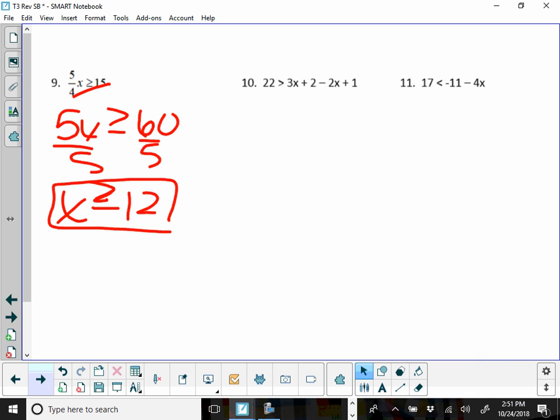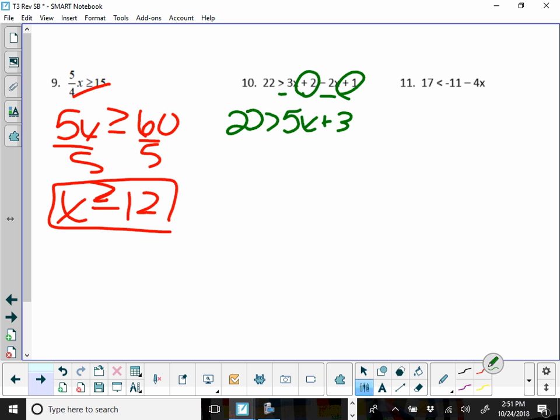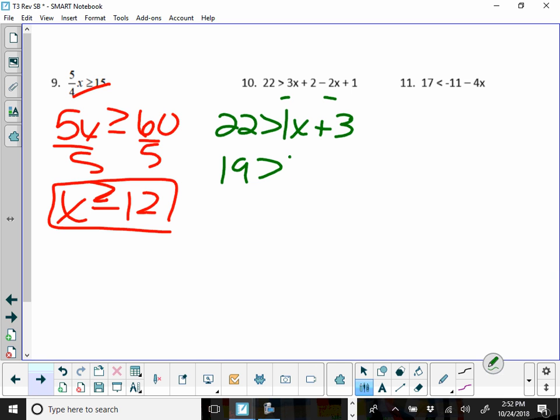Number 10, we're going to combine like terms here. Okay, and rearrange. Oh, that was a minus, wasn't it? Just kidding. That's 1x plus 3. Okay, and then move your 3 so you get 19. And remember, we do want to flip it around with the x on the left. So our answer is x is less than 19.